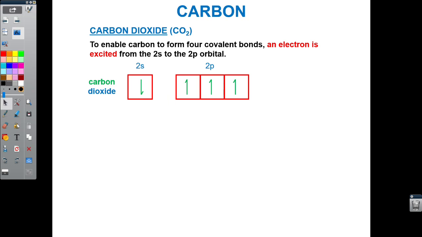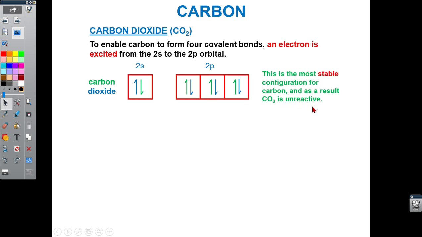Now it's in a position where it can form 4 covalent bonds. It's going to do that with 2 oxygens. So each oxygen has to bring in a pair of electrons and form a double bond. And so here they come. 2 electrons from one oxygen, 2 electrons from another oxygen. Carbon forms CO2 with 8 electrons in its outer shell. It's obeying our octet rule and it's forming a nice stable compound, CO2. Nice and stable and unreactive.